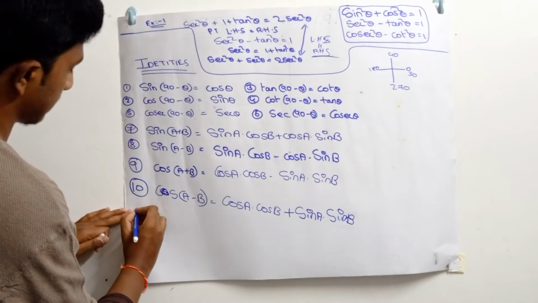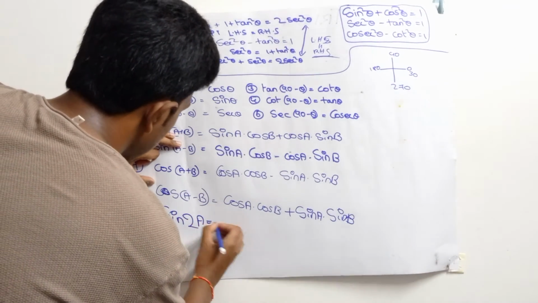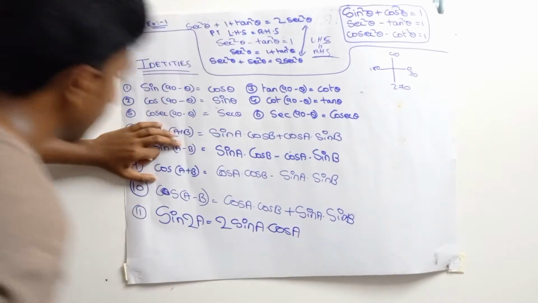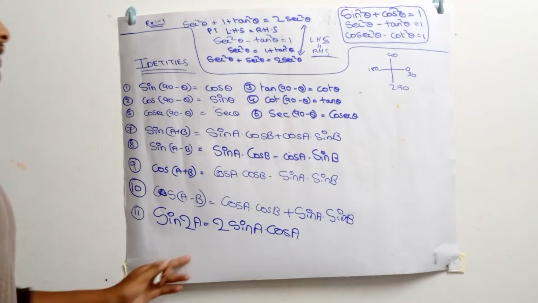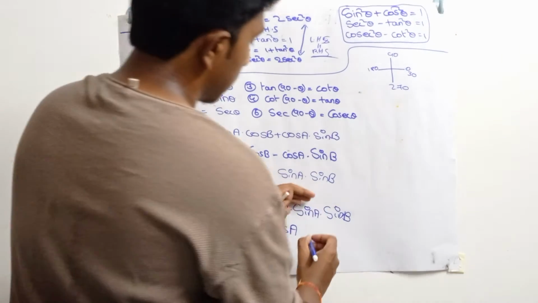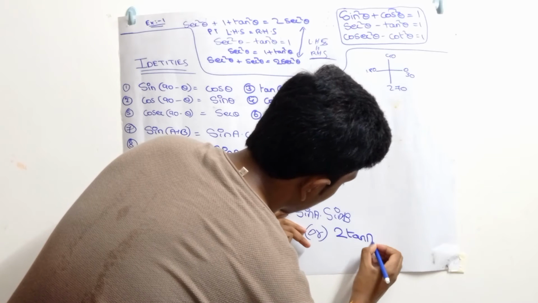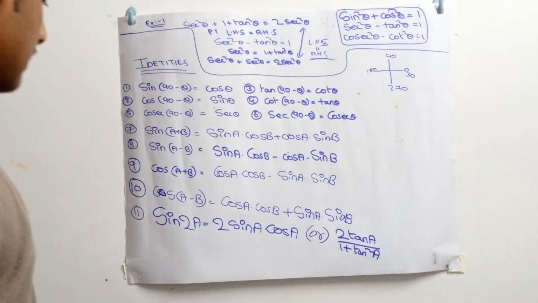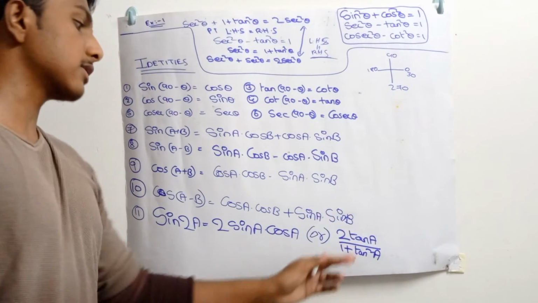And the 11th identity is sin 2A is equal to 2 sin A cos A. Sin 2A is equal to 2 sin A and cos A. Sin 2A can also be written as 2 tan A by 1 plus tan square A. It can also be written in this form.